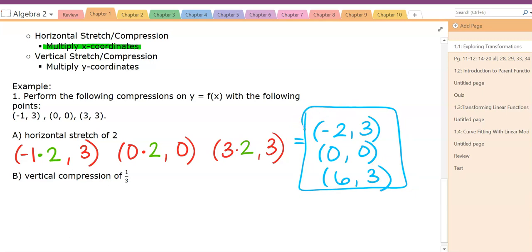Part B wants you to do a vertical compression of a third. So vertical compression up here says you multiply the y coordinates. So I want you guys to take a minute, multiply all of your y coordinates by 1/3. If you don't like multiplying by fractions, think of it as you're dividing by 3, if that helps you do the math a little bit faster.